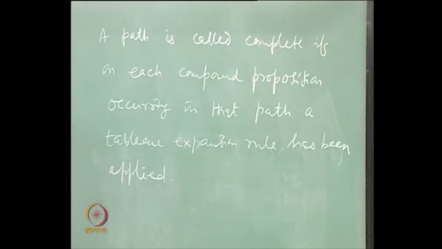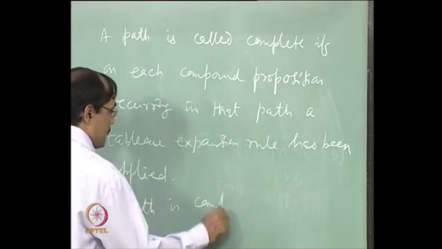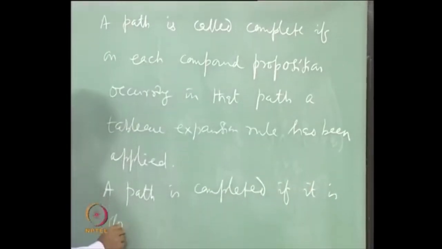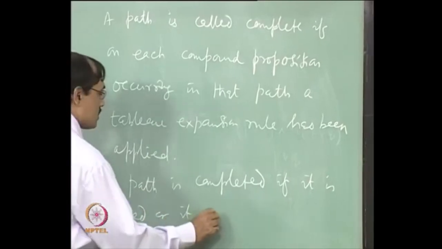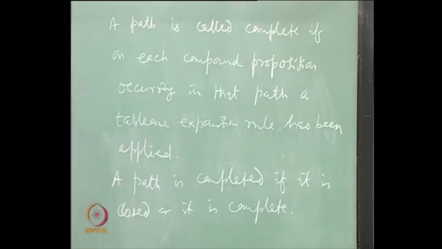See, sometimes you say I do not have to complete the path, I can take a decision before it. Okay, so we will also include one term for that. We will say that a path is completed if it is closed or it is complete. So that means it is essentially complete, right? Nothing can be done for it. You know it is closed, you have decided for it, or it remains open, nothing more can be done by using the tableau expansion rules. So in fact, we wanted this completed path to take any decision, right.